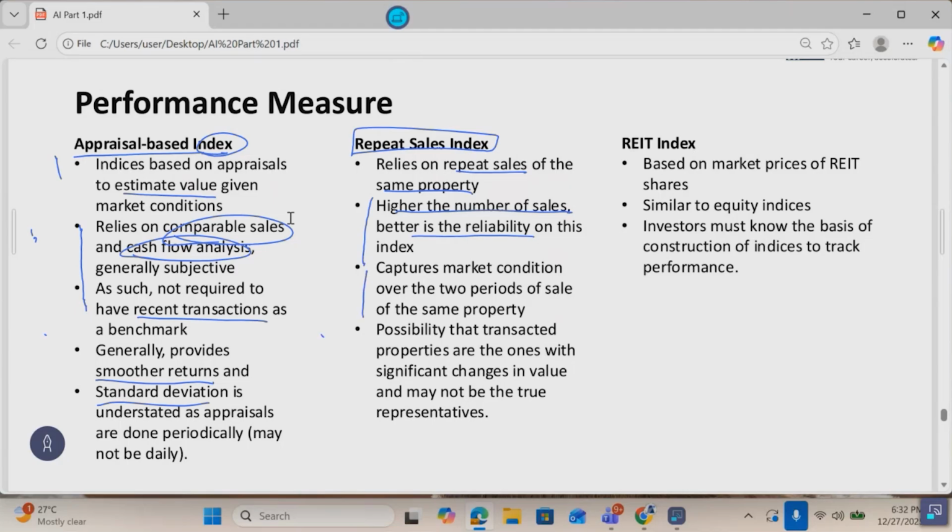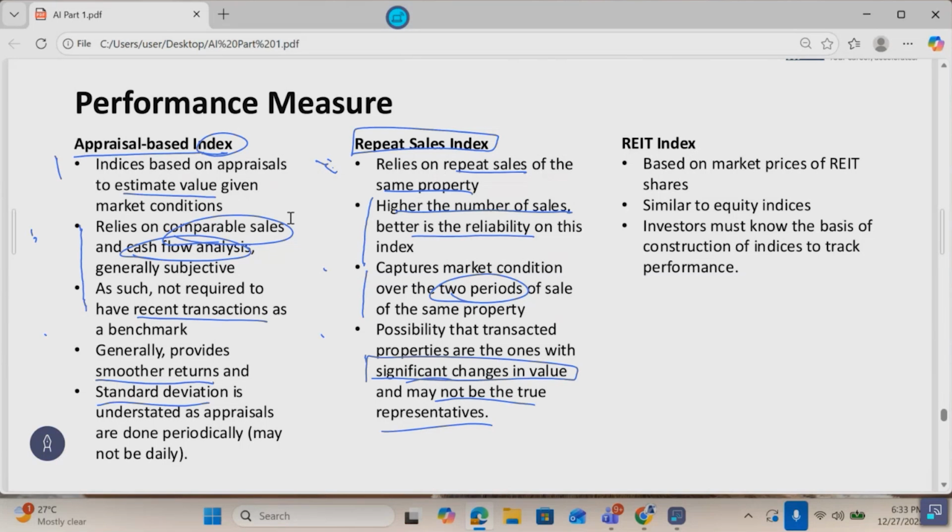Now this also captures the market conditions over the 2 periods of sale. So I'm trying to see how many are being repeated and capture the market based on that. There is a possibility that the transacted properties are the ones with significant changes in value. But it may not be truly representative, because remember, if you're seeing repeat sales, which repeat are you looking at? You have to look at those which have a similar value and were transacted around the same time.